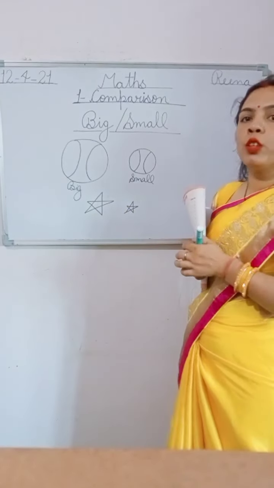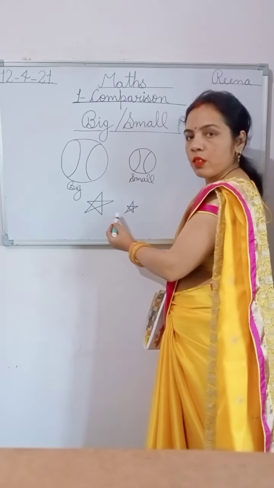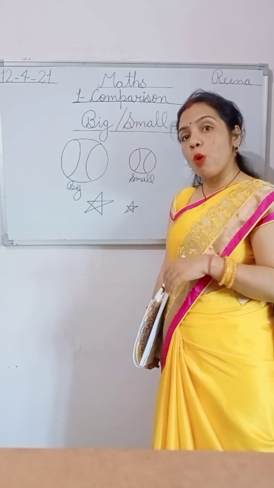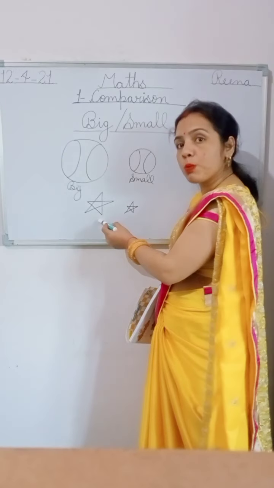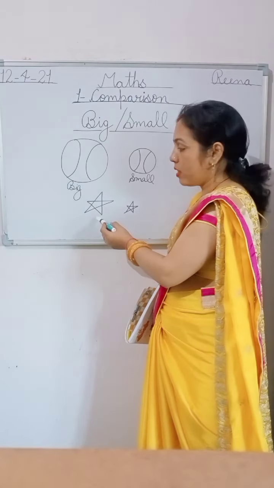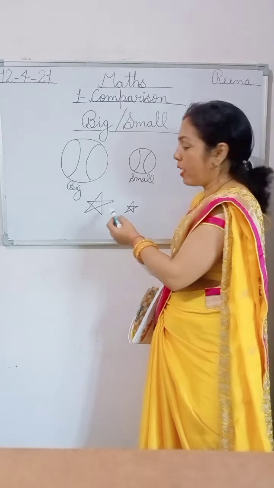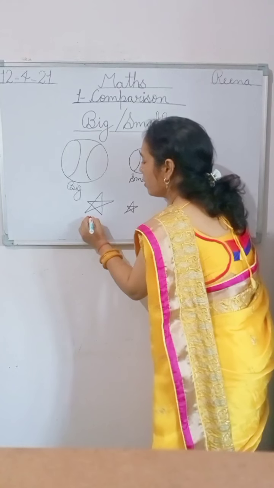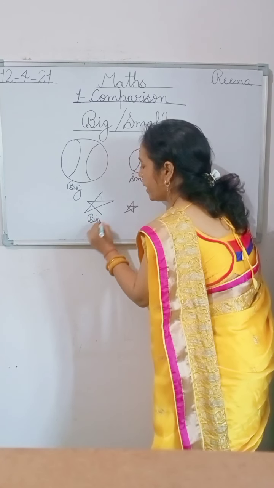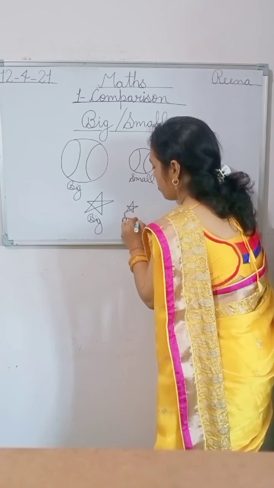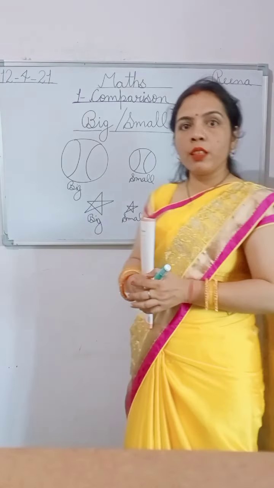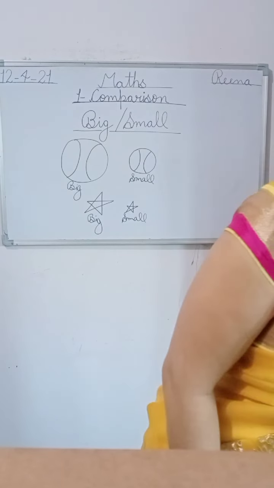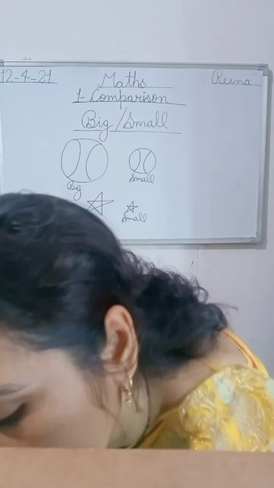Now I have drawn two stars. Okay. Now tell me which is big and which is small. Is this big or small? Big. This star is big and this star is small. Okay. Now write here big and small. Is it clear?